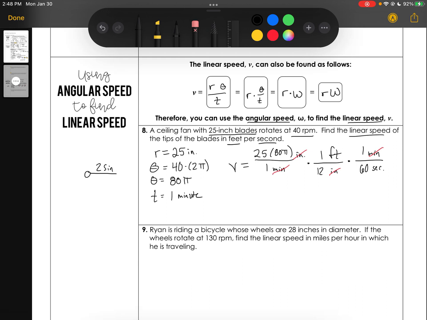So on top, we can multiply 25 times 80 times pi. And on the bottom, we can divide that by 1 times 12 times 60. So it should leave us with 8.7 feet per second. So again, more opportunities to practice here. The big idea behind this is identifying radius, finding your theta value, and then finishing up with time and making sure that everything is converted to the correct unit. So if we have these formulas down for today, I'd say the biggest challenge in this skill is converting between unit factors. So good opportunity here to practice that as a skill.